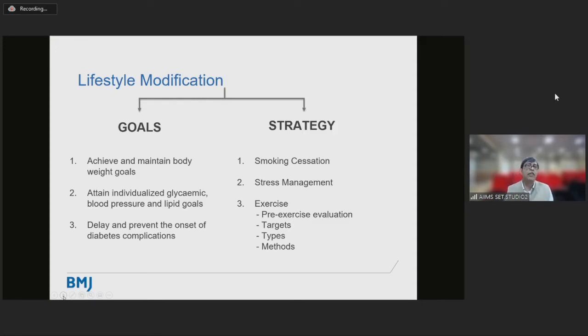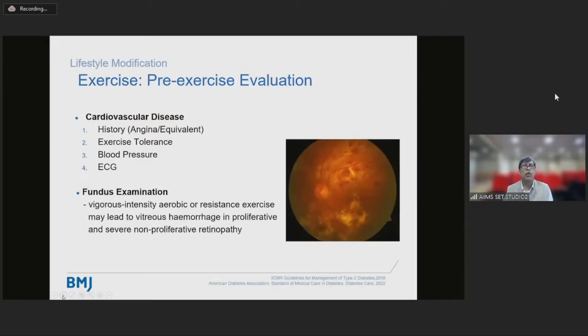Stress management, easier said than done in our lives today. All of us are stressed all the time, but we need to do something about it. And exercise. Exercise again, and I'm not an exercise physiologist and I'm not an expert, but we often forget that we must tailor the exercise. But even before we start the exercise, we must have clarity about whether or not a particular person is suitable for a particular sort of exercise. So if you have proliferative diabetic retinopathy, doing a high impact jogging may not be a good idea at all. You may predispose to a vitreous hemorrhage or a bleed. So targets of exercise, the types of exercise, and methods become important.